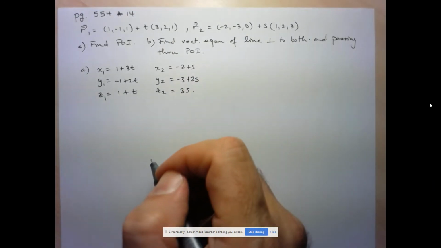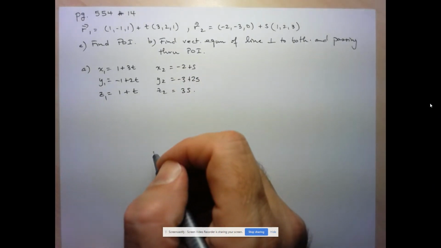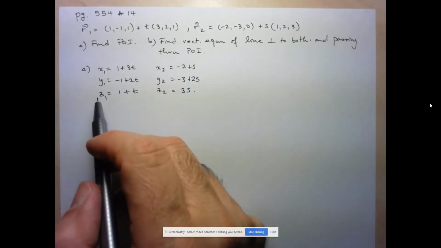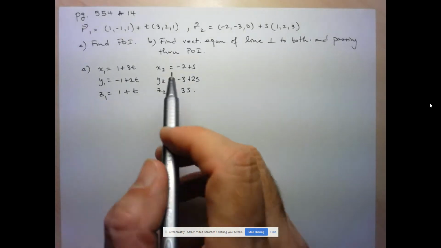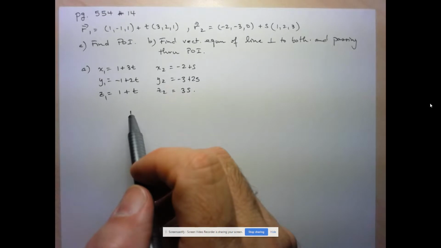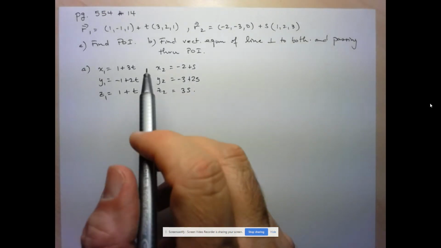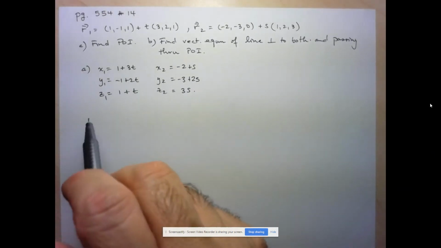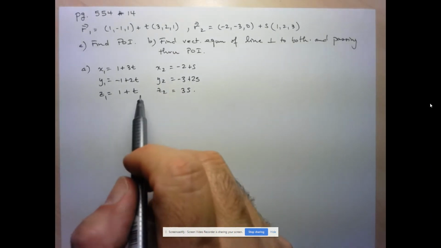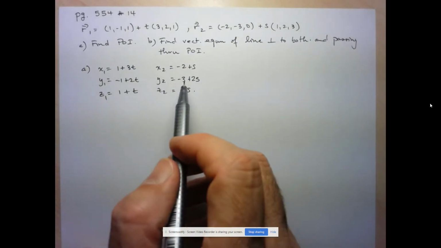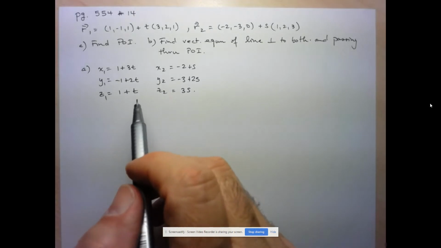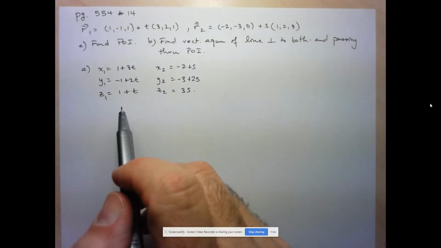What we want to do is find the point of intersection. In other words, we need this x1, y1, z1 to be the same as the x2, y2, z2. So what that allows us to do is to equate the two x values, the two y values, the two z values. But since I've only got two unknowns with three equations, I can only work with two at a time.